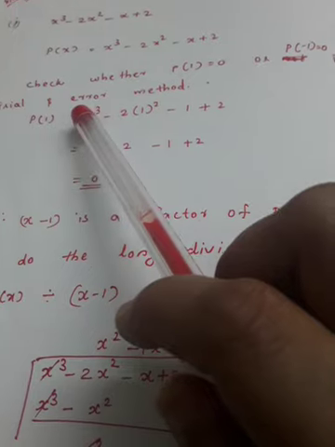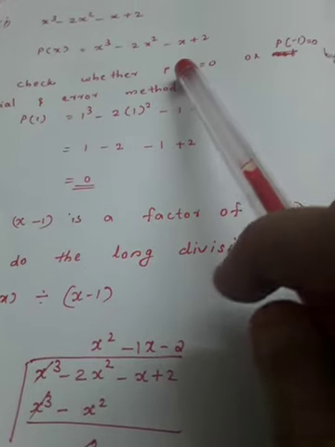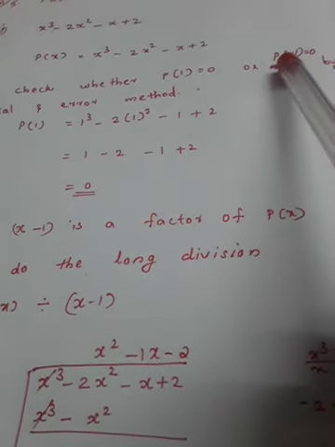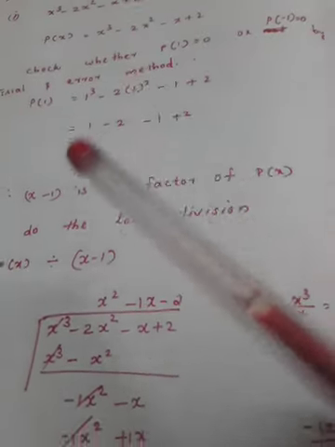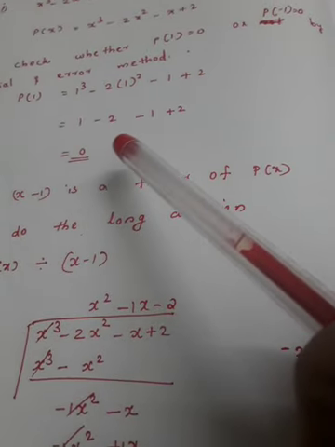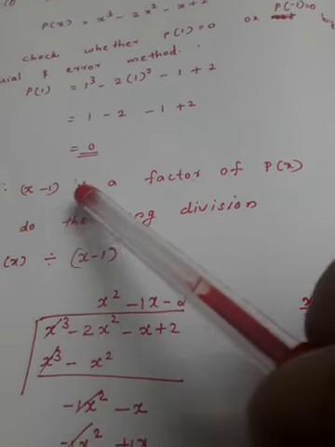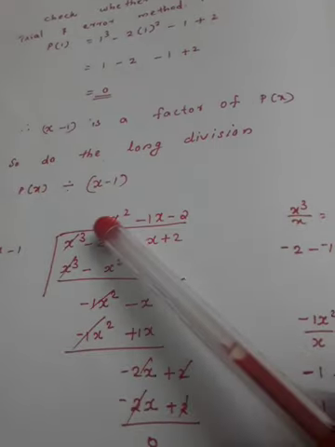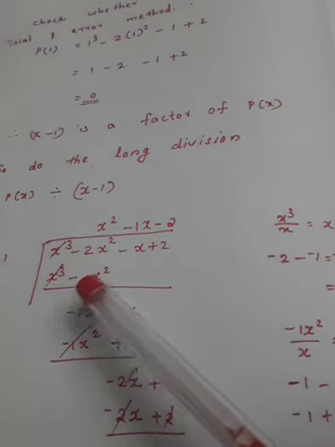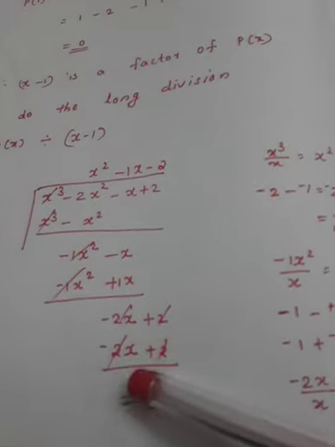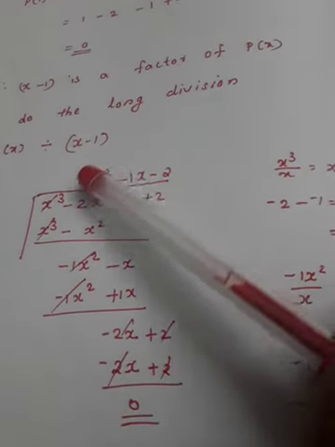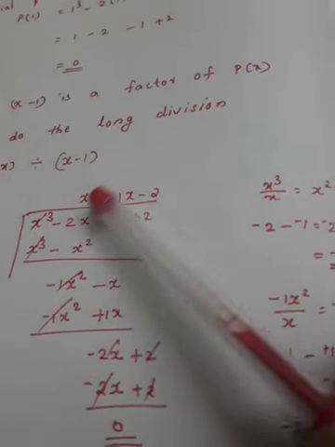So first what we should do? First we want to do the trial and error method, whether p of 1 is 0 or p of negative 1 is 0. Then we will get a factor. Using that factor we need to divide, long division. We want to do the long division. Then the remainder will be 0. That means this is also a factor of p of x.